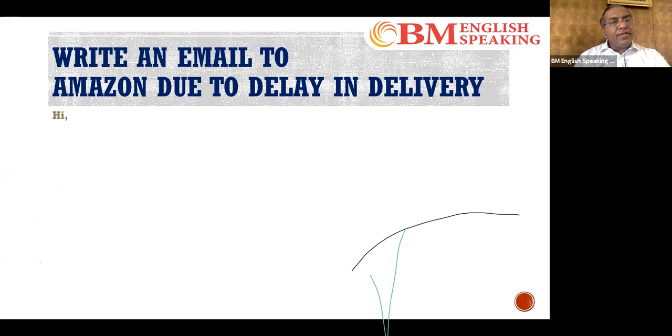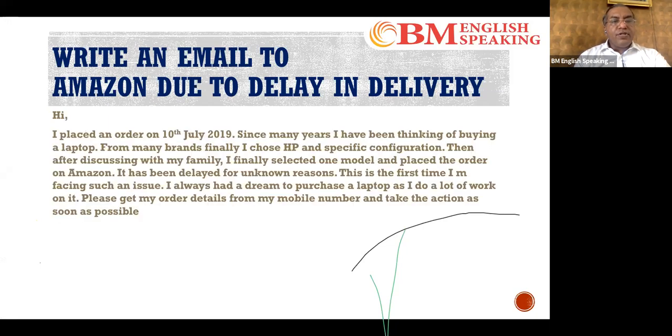the delivery date. So he's written, I placed an order on 10th of July. Since many years, I have been thinking of buying a laptop. From many brands, finally, I chose HP and specific configuration. Then, after discussing with my family, I finally selected one model and placed the order on Amazon. It has been delayed for unknown reasons. This is the first time I am facing such an issue. I always had a dream to purchase a laptop as I do a lot of work on it. Please get my order details from my mobile number and take the action as soon as possible.